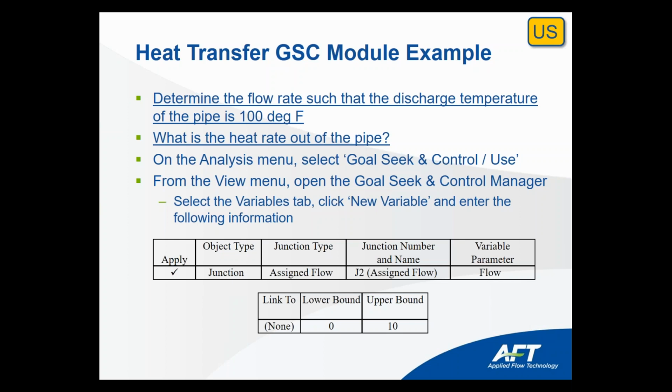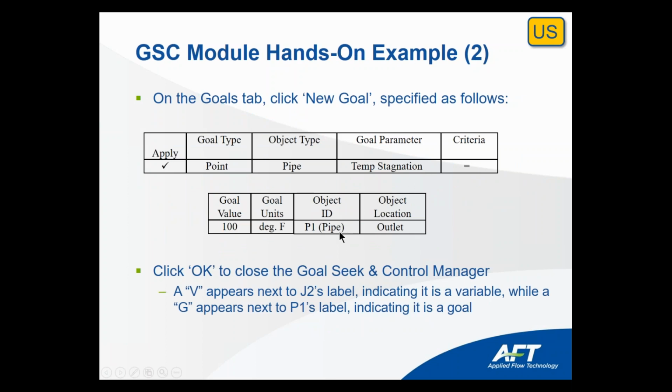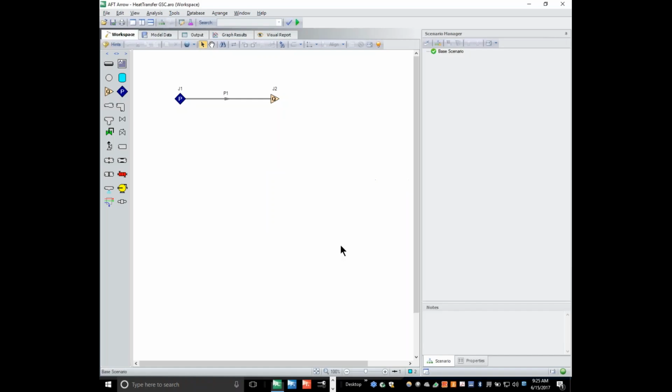Perhaps you know that it's impossible for the system to supply more than XYZ flow rate. So you can set that as your upper bound, and you can set a lower bound as 0. You have some sort of flow restriction device upstream that prevents backwards flow, so we're going to set that to 0. And then our goal here, of course, this is going to be pipe 1's outlet with a goal value of 100 degrees Fahrenheit. So let's go ahead and open that.